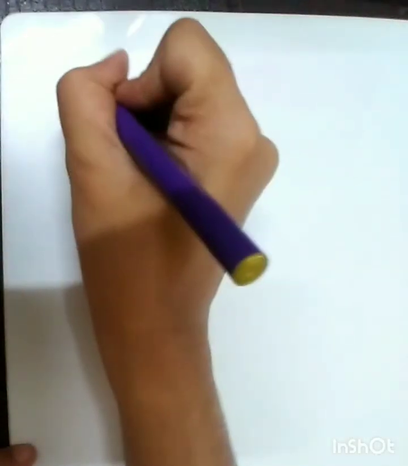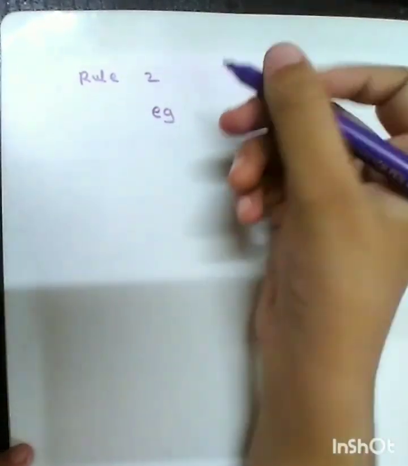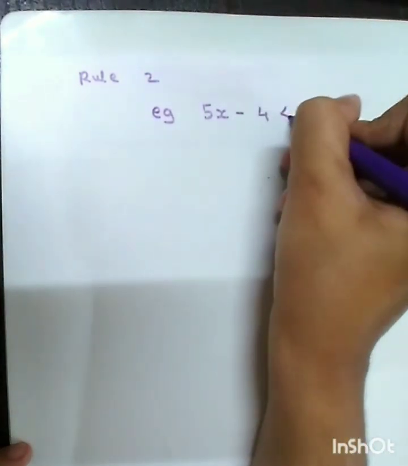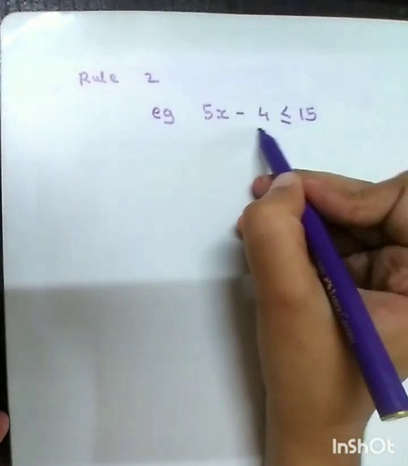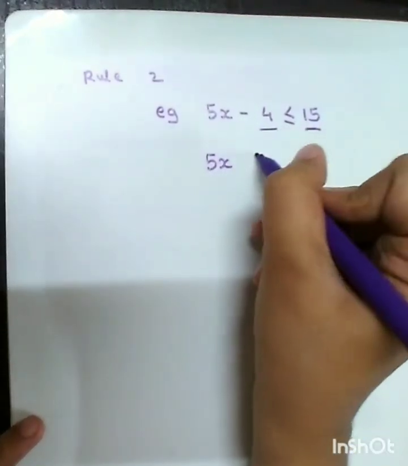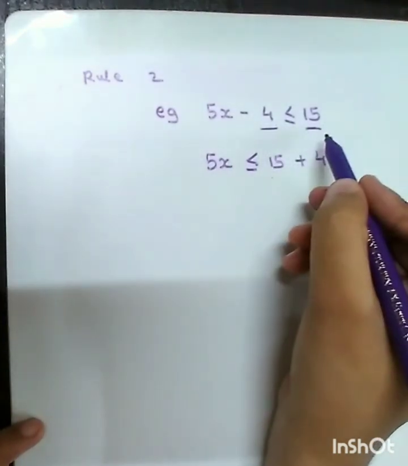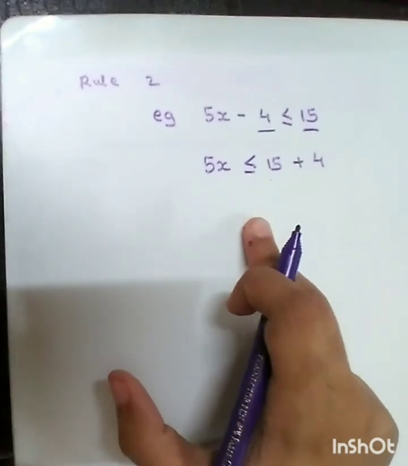Now rule 2 of the textbook says that on transferring a negative term from one side of an inequation to its other side, the sign of the term becomes positive. For rule 2 we are going to take another example: 5x minus 4 is less than or equal to 15. As you see, this is a negative term. The negative term would become positive when you shift it to the other side. This is what rule 2 of your textbook says, and it is on page 39.